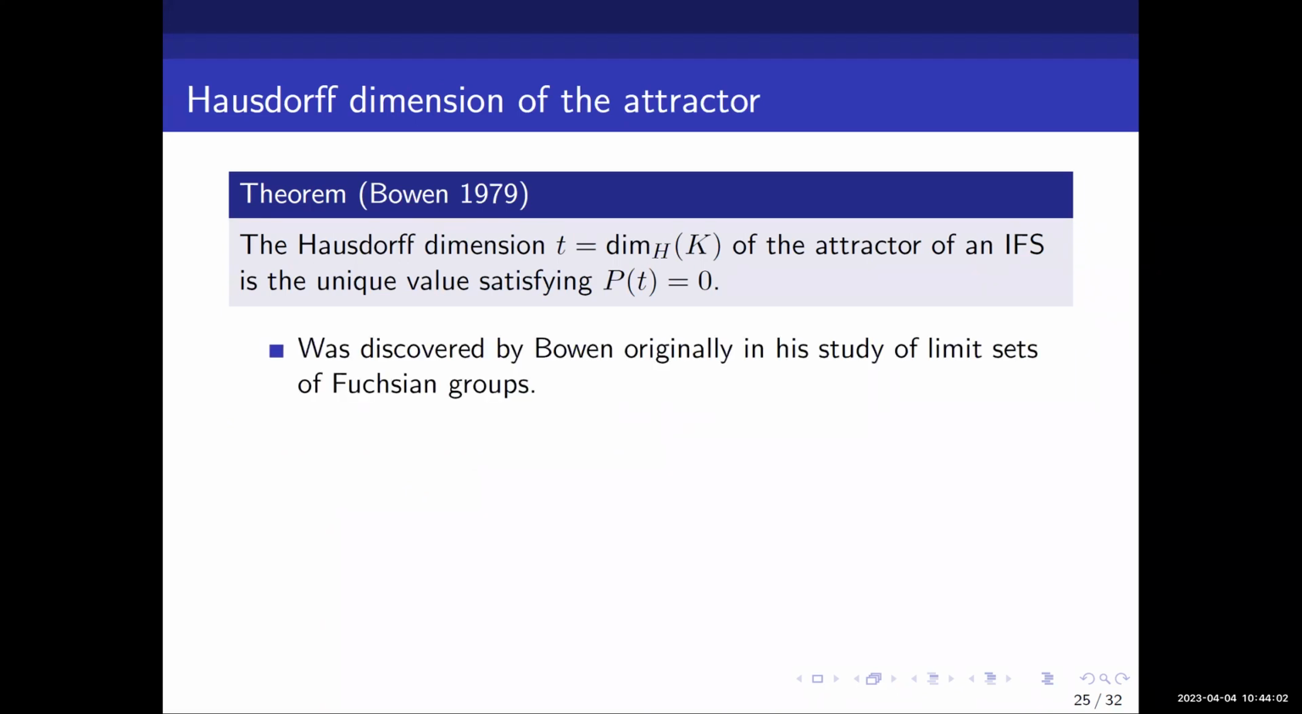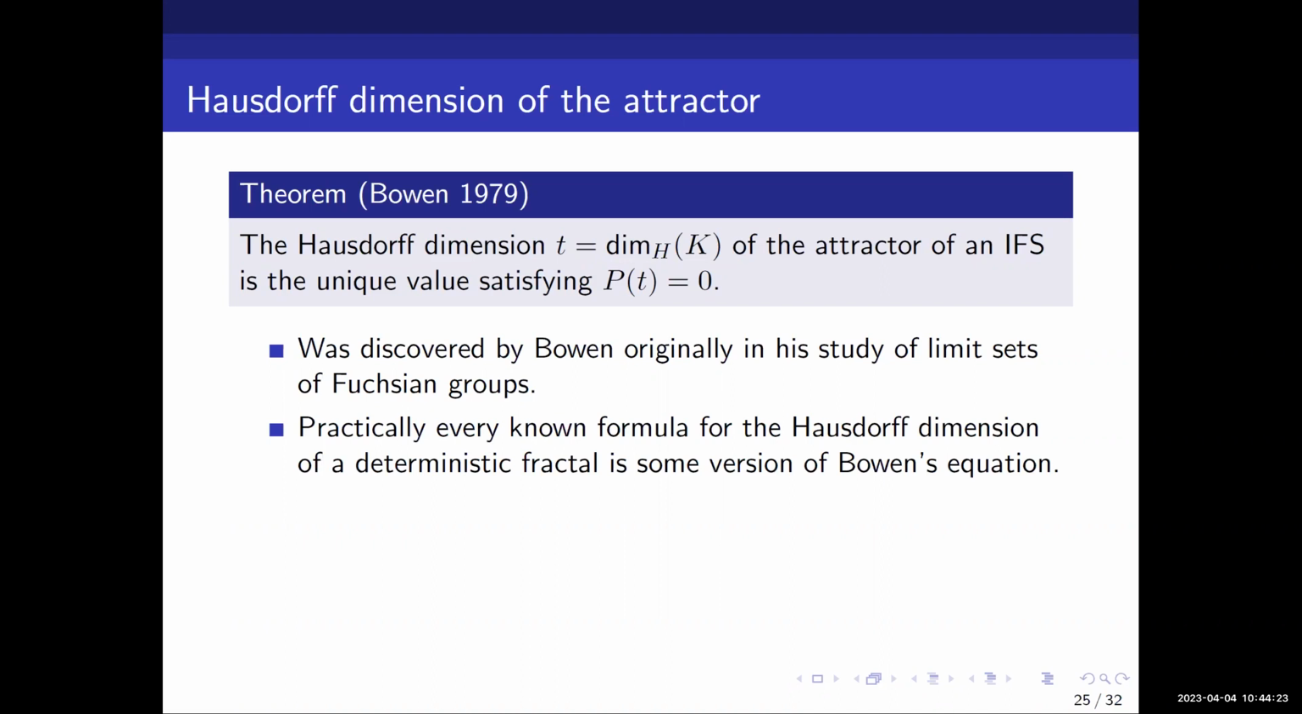And he originally discovered this when he was looking at limit sets of Fuchsian groups. So this was one of his many extremely influential papers, and this one was actually published posthumously. It was after his sudden death. So in retrospect, almost every known formula for Hausdorff dimension of fractal sets, there's usually some Bowen equation hiding behind the scene.